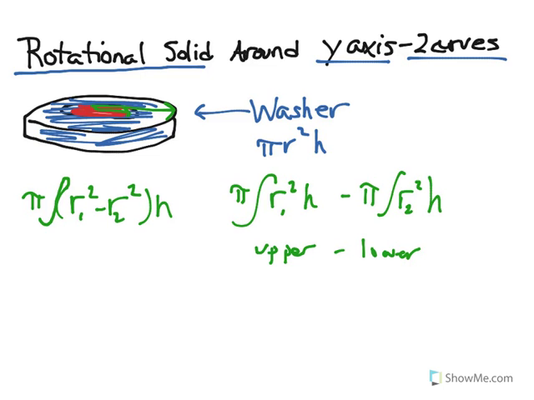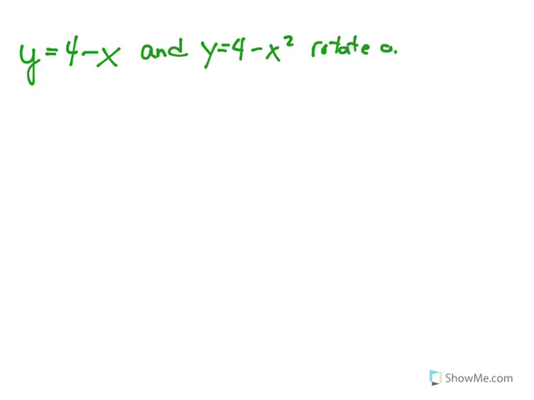So what I'm going to do is put the following two curves around the y-axis. y equals 4 minus x and y equals 4 minus x squared. And I'm going to rotate that around the y-axis. What I'm going to try to do here, because I don't have it in front of me right now, is see if I can do this problem without a calculator to begin with, and just see what's going on.